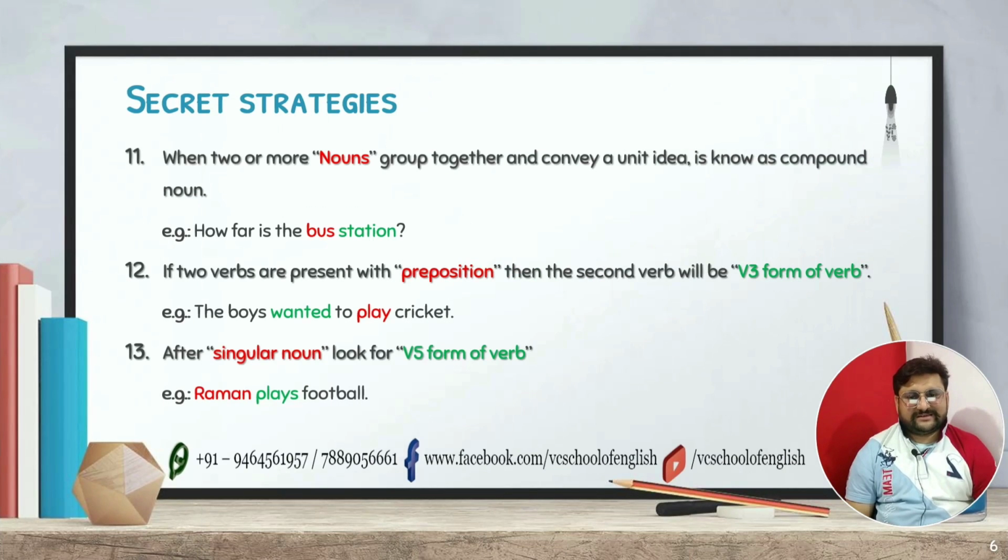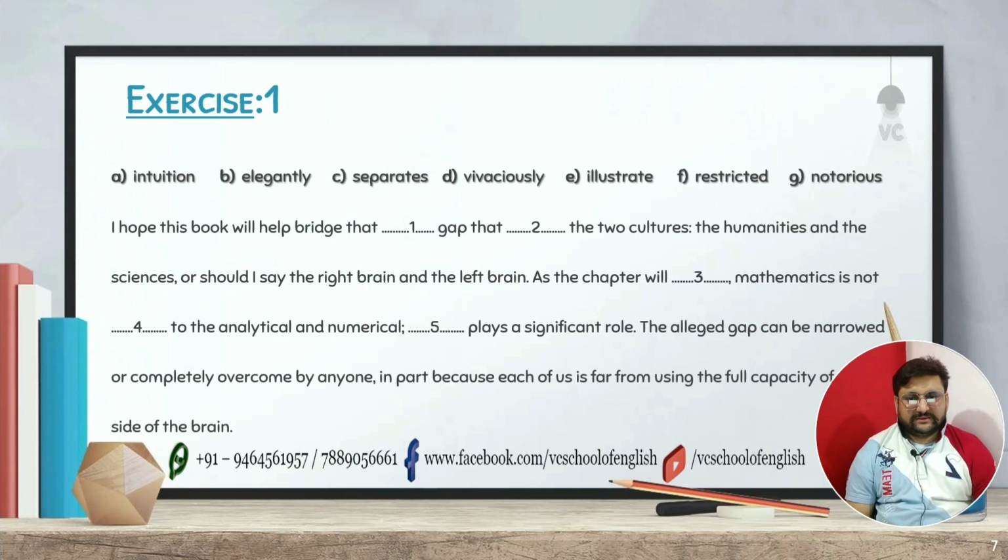Let's do an exercise. Before doing the exercise, let's take a look at the options to see how many nouns, verbs, adverbs and adjectives we have. Intuition: the word ending with ion is a noun. Elegantly: the word ending with ly is an adverb. Separates: the word ending with s or es is a V5, the fifth form of the verb. Viciously is also an adverb because it ends with ly.